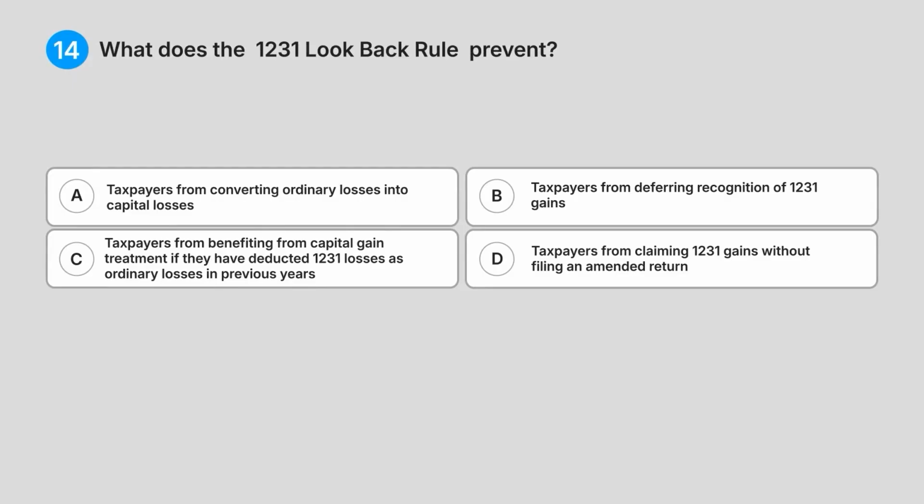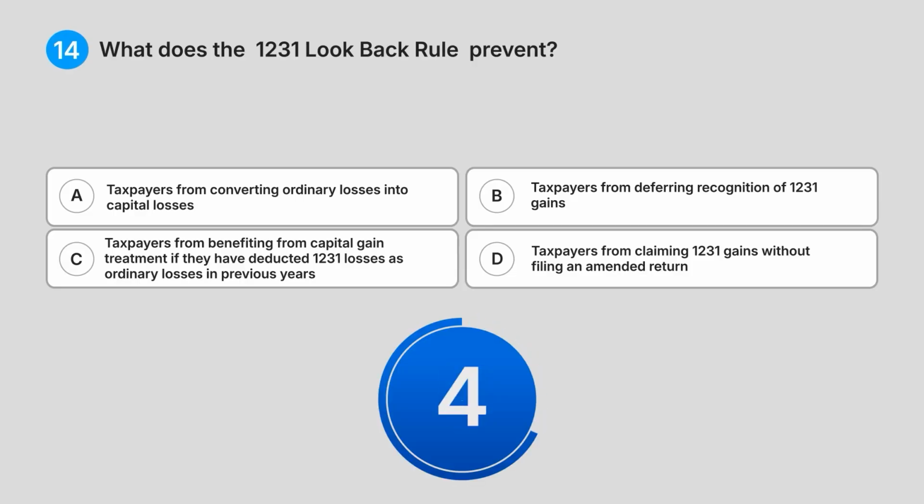14. What does the 1231 look-back rule prevent? A. Taxpayers from converting ordinary losses into capital losses. B. Taxpayers from deferring recognition of 1231 gains. C. Taxpayers from benefiting from capital gain treatment if they have deducted 1231 losses as ordinary losses in previous years. D. Taxpayers from claiming 1231 gains without filing an amended return. Can you guess the answer?